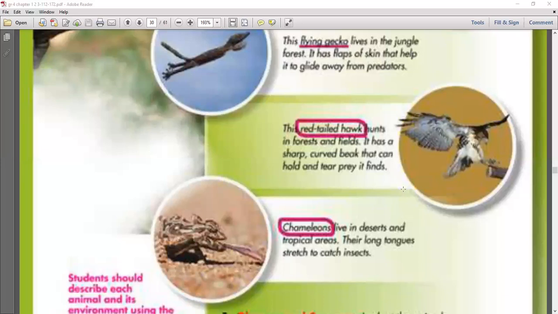These sharp claws can help the red-tailed hawk. That's a kind of adaptation. It's a feature that can help this animal to survive in its environment.